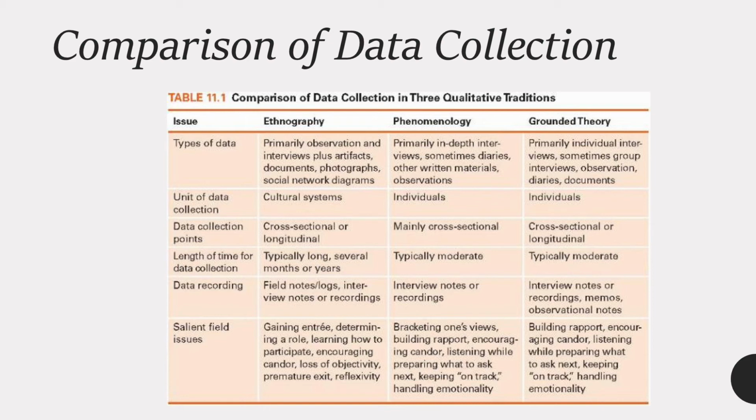And then the collection points also differ a little. For grounded theory and ethnography, it can be cross-sectional or longitudinal. And for phenomenology, it's mainly cross-sectional. You can look through this and see that one of the other big important differences is ethnography has field notes and logs. And in ethnography, those field notes and logs are very important. I think that this table is helpful, and if you keep the table with you when you're appraising your research, it will be helpful.